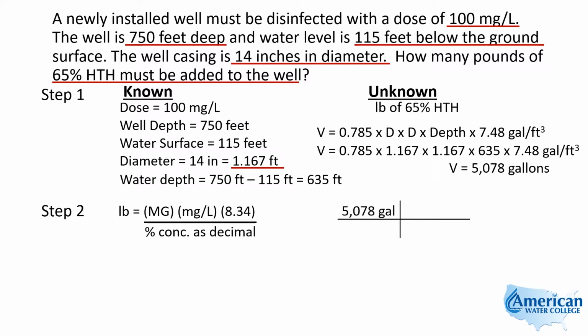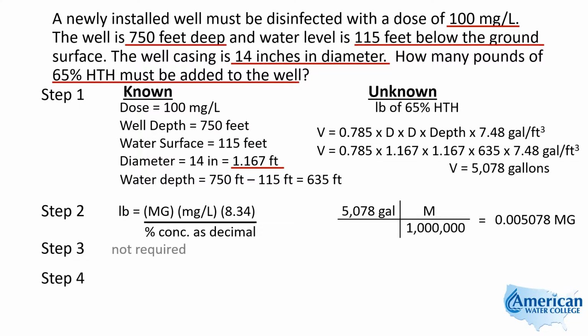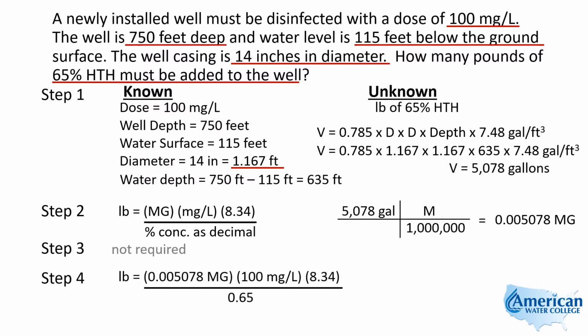I take my 5,078 gallons and I use the equivalent of a capital M for million, which is equivalent to 1,000,000 gallons, and I come up with 0.005078 million gallons. So basically what I did is I took my volume in gallons, divided it by 1,000,000, and tacked on the units of million gallons. So this is the number that gets plugged in right here. Now I don't need to do step 3. I can move to step 4 and plug in my numbers and do the math.